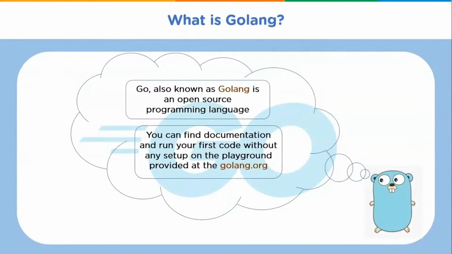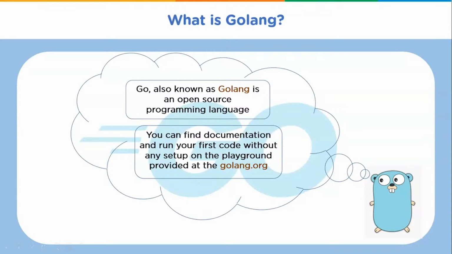Go, also known as Golang, is an open source programming language developed by Google. It is a statically typed compiled language. Moreover, Go supports concurrent programming, that is, it allows running multiple processes simultaneously. This is achieved using channels, goroutines, etc. Go language has garbage collection, which does memory management and allows the deferred execution of functions. It also supports networked and multi-core computing. You can run your first code without any setup on the playground provided at golang.org.